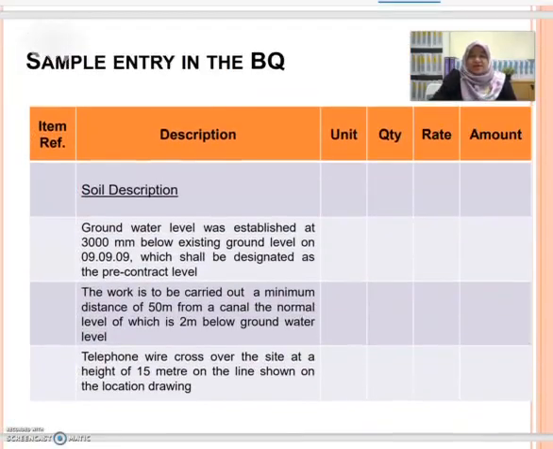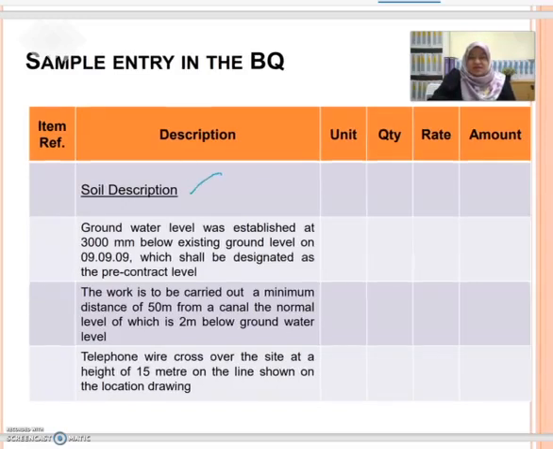This is how you are going to enter these items in your bills of quantities, where the description here will be the heading, and then this itemized item will be the item in your BQ, and you're going to put your unit here, okay, and the quantity here if you have any for this.